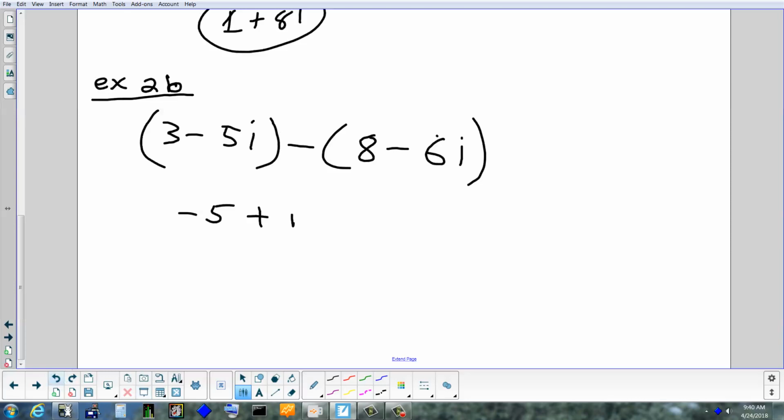So you can put 1i, or you can just put plus i. Okay, so follow all the same rules that you would with subtraction if you subtract a negative. Okay, questions on that one?